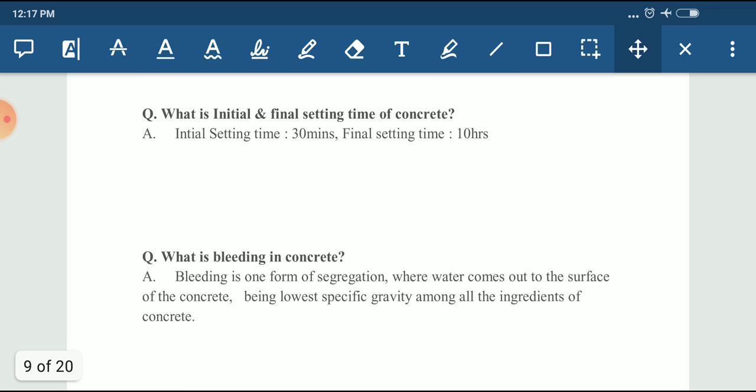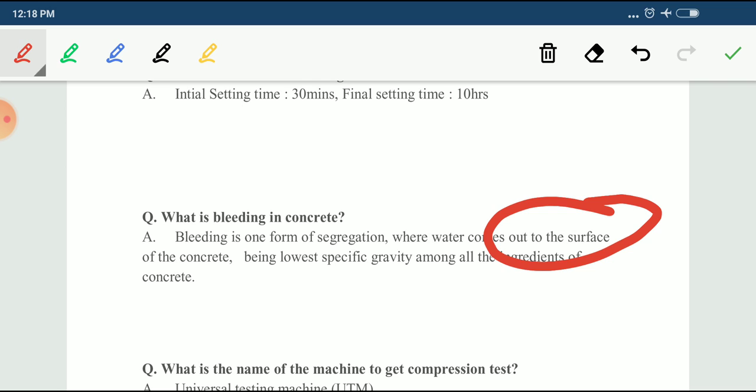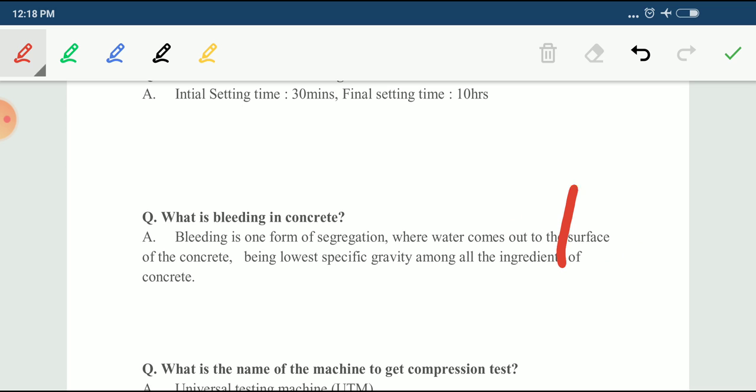Next, what is the initial and final setting time of cement? The initial setting time of cement is 30 minutes, and the final setting time is 10 hours. Next, what is bleeding in concrete? Bleeding means separation of water. Bleeding is one of the segregations where the water comes out to the surface of the concrete. That is called bleeding.